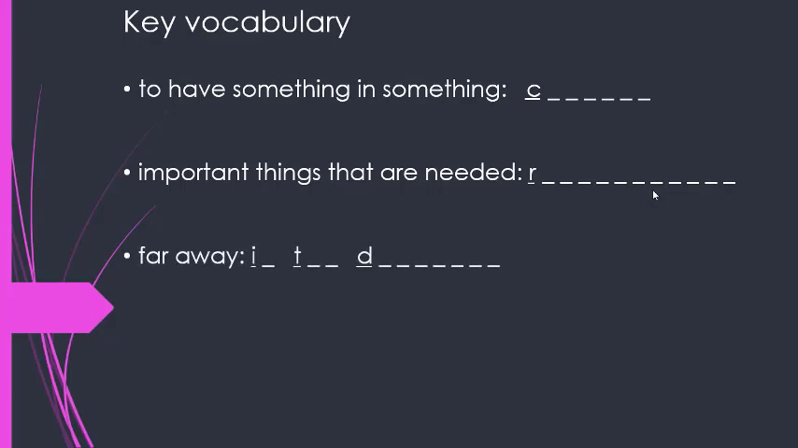The third word is far away. This is not just a word, it's a phrase. The phrase contains three words, so you need to find it. And the next one and the last one, the word means wide. You know wide? And this one starts with letter B.